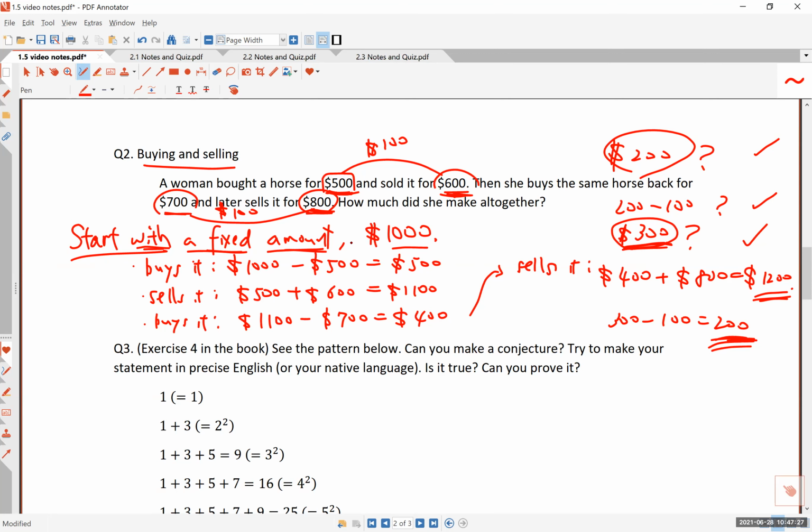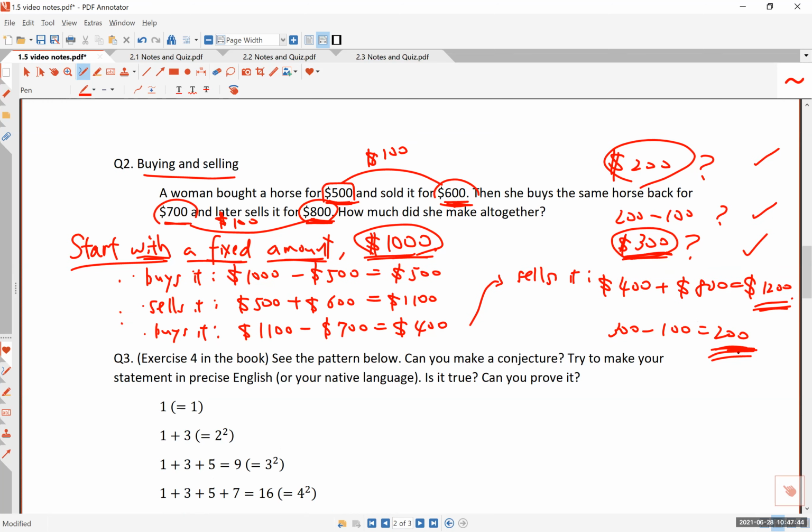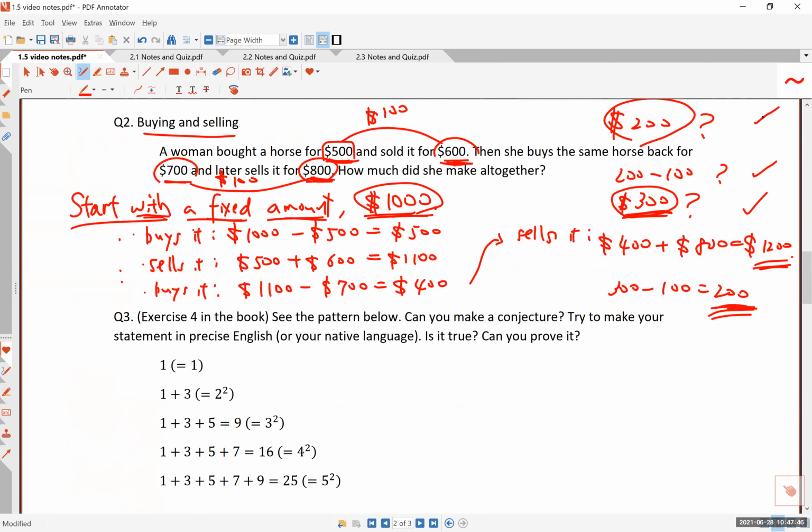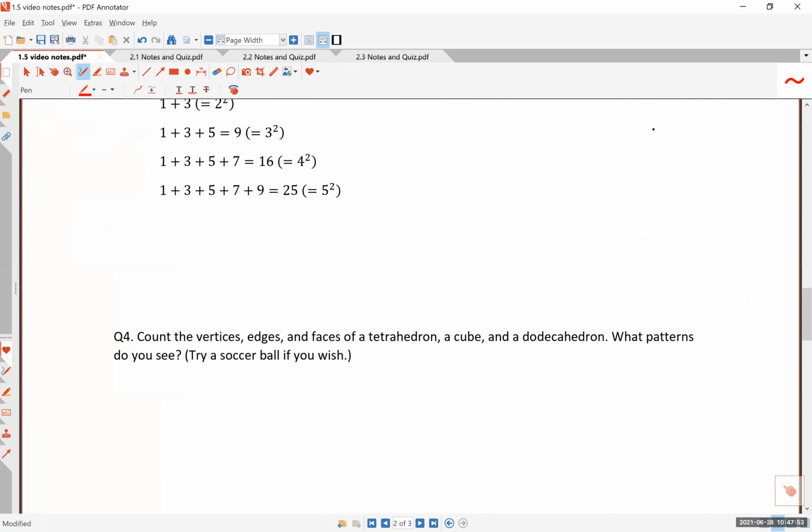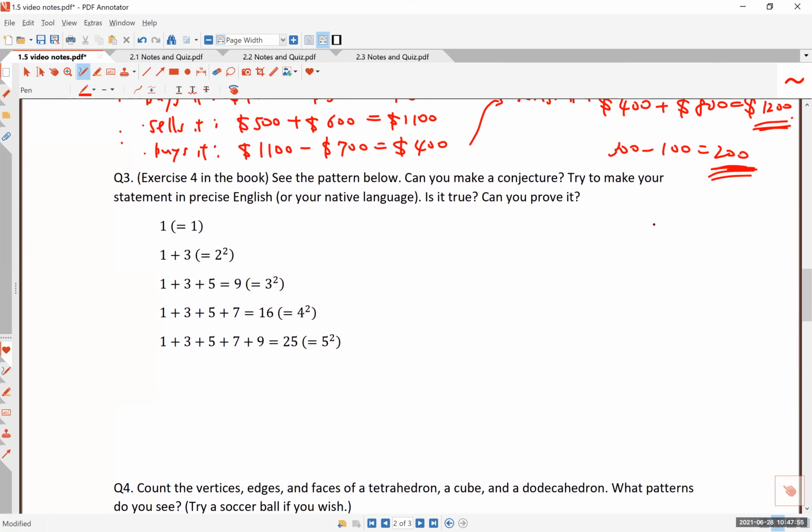Start with a fixed amount, whether it's $1,000 or 2,000 or 3,000 or whatever, because then you can follow this step by step to make your argument clear and understandable to others as well. Okay, I know these are two very different types of questions. You've got to be flexible. You have to wear your thinking cap and try different approaches. All right, we have 3 more questions, which we will get to in the next clip of our video.